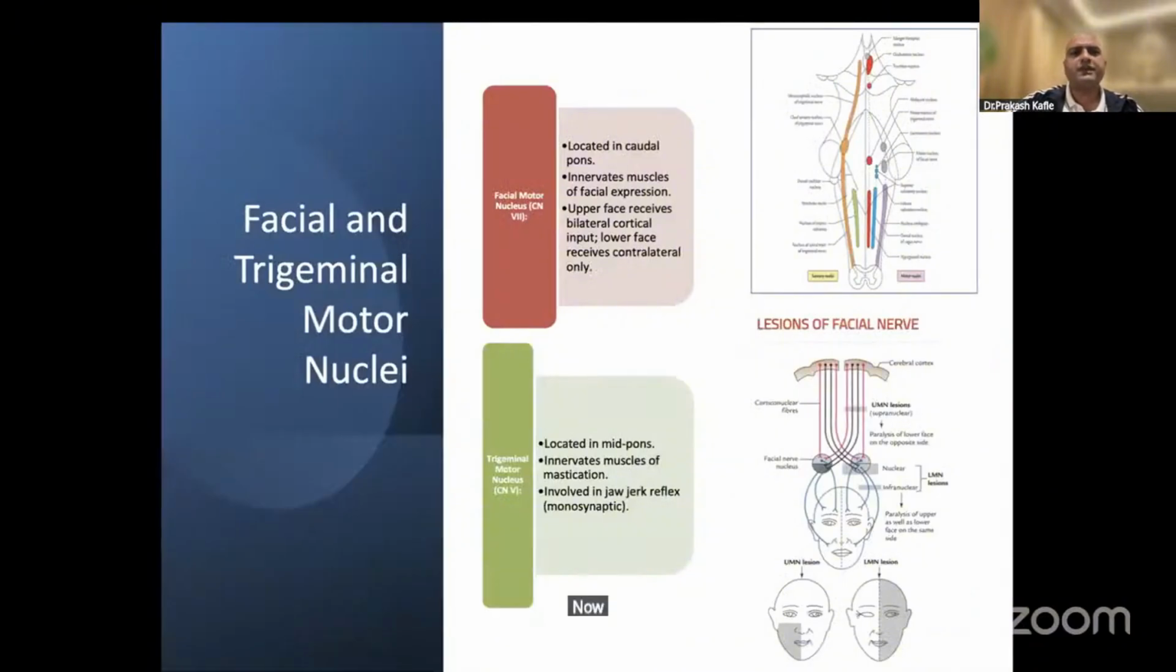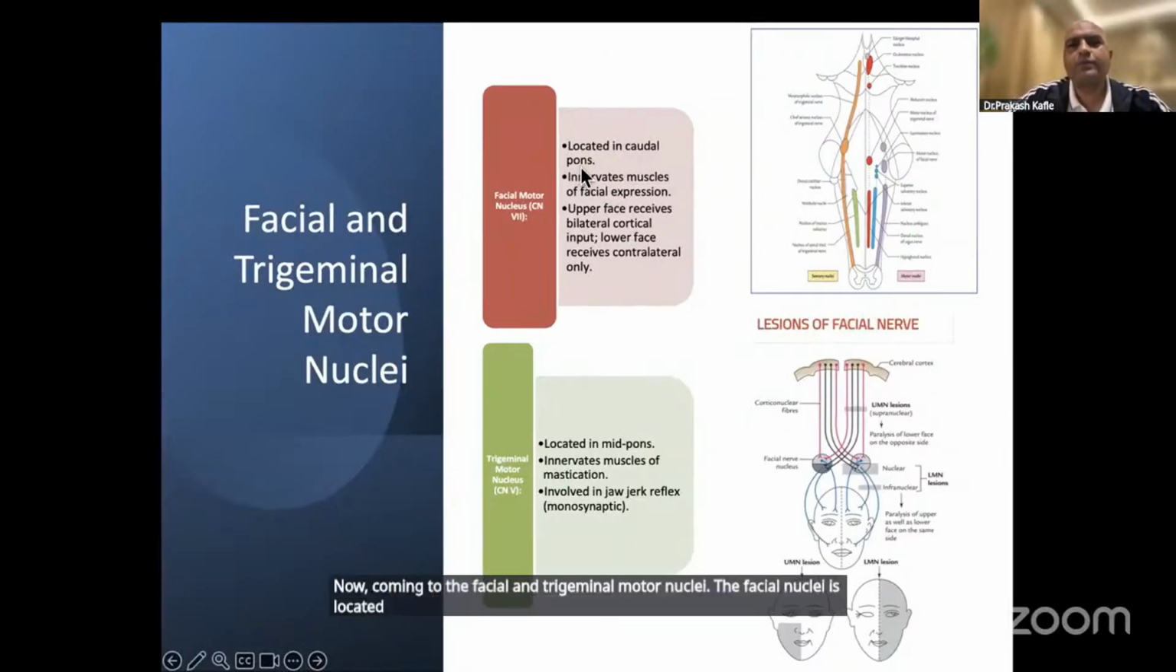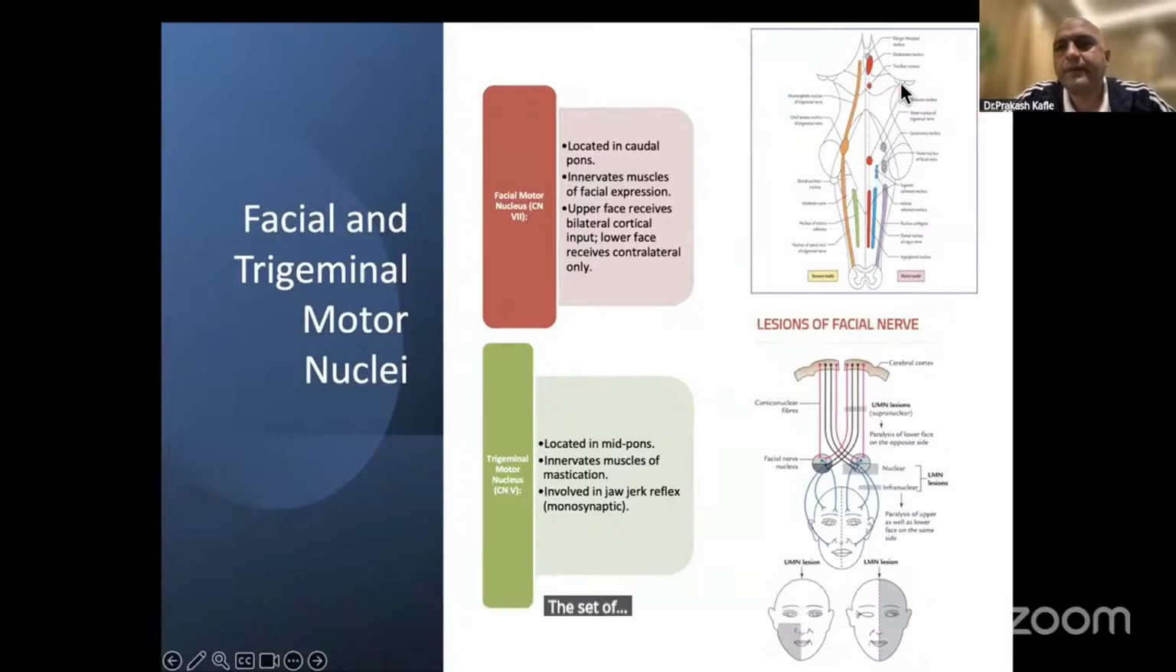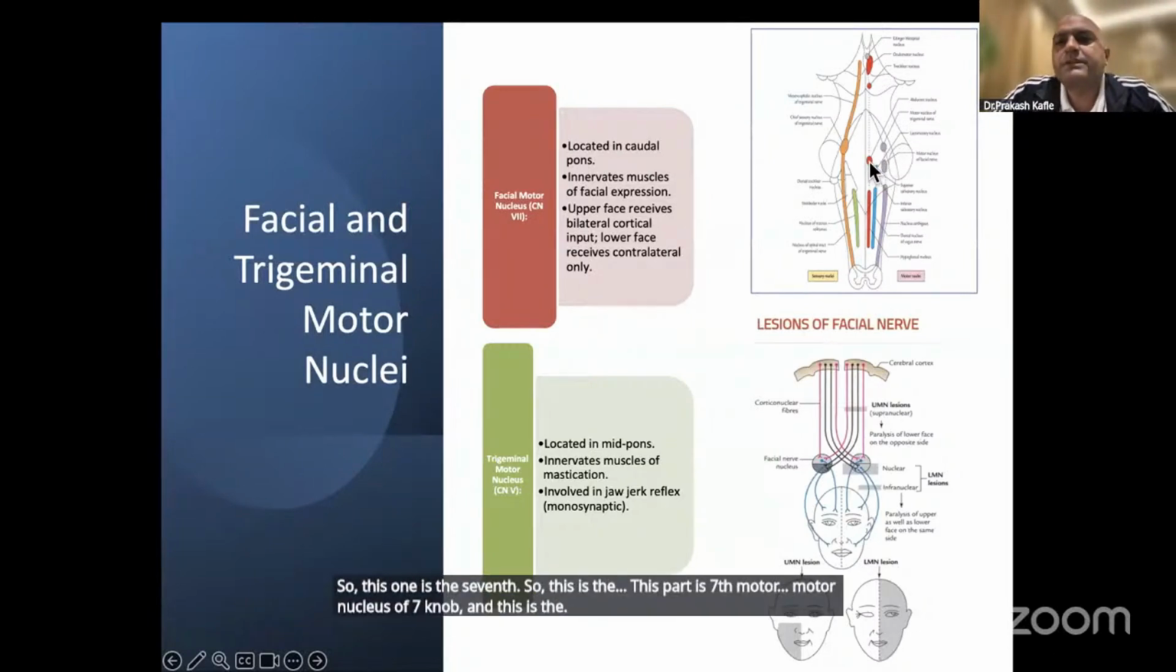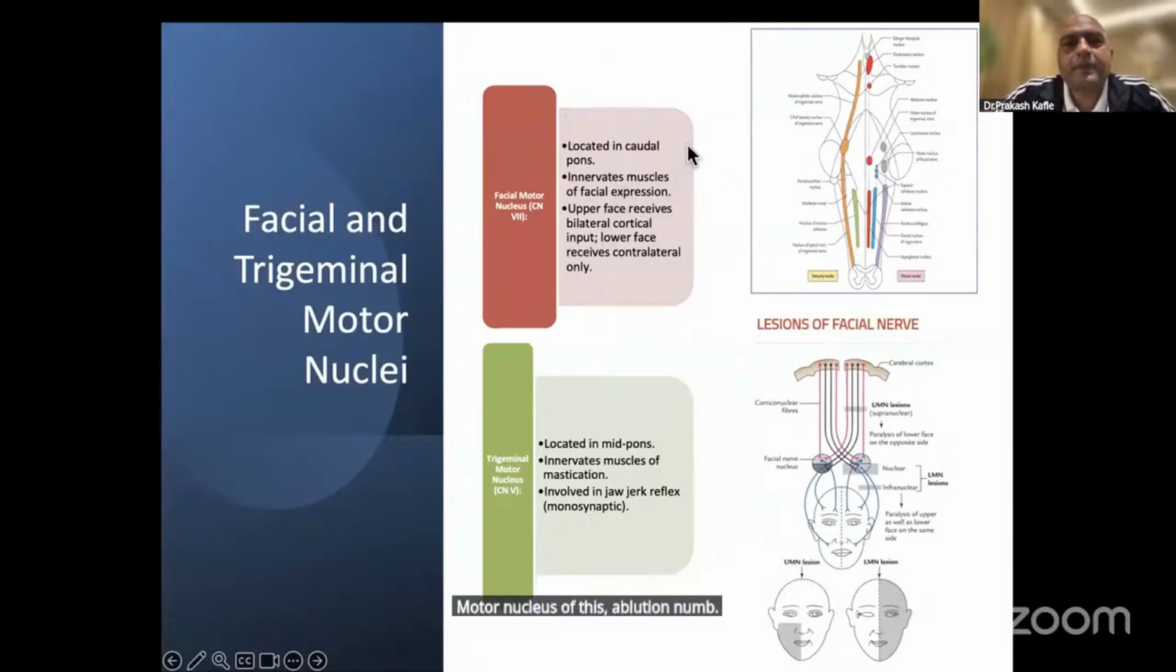Now coming to the facial and trigeminal motor nuclei. The facial nucleus is located in the caudal pons, you see here. This is the sixth nerve, and here is the fifth. Seventh, so this one is the seventh. So this part is the motor nucleus of the seventh nerve, and this is the motor nucleus of the abducens nerve. And this facial nucleus is located in the caudal pons.